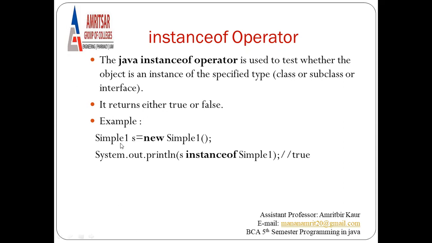For example, here we create an object s of the Simple1 class. In the second line we check s instanceof Simple1. s is an object of class Simple1, so that's why it returns true. If we write here s instanceof Simple2, then it will return false because it is not an object of the Simple2 class. So basically this operator is used to check whether any object is associated with any class or not.